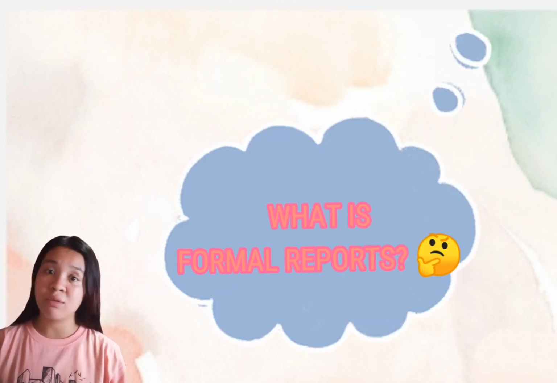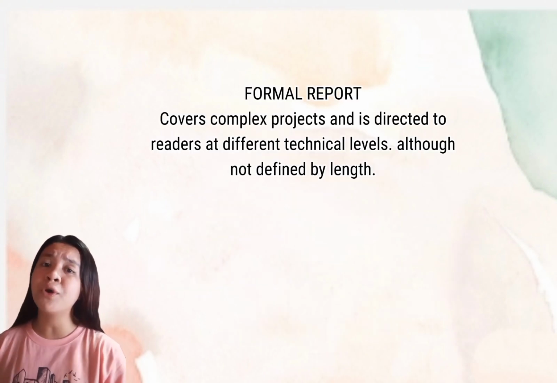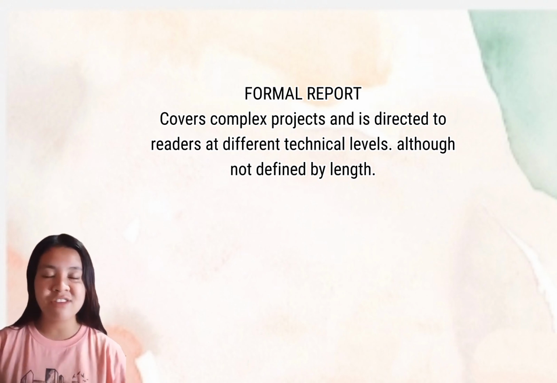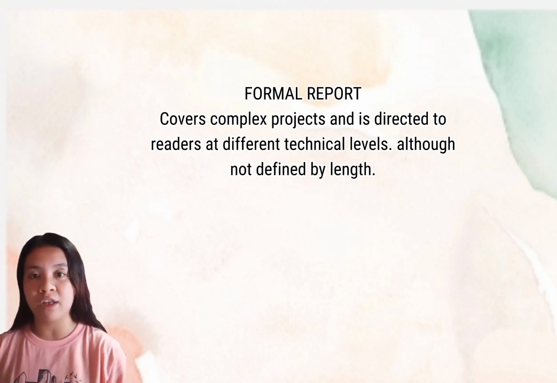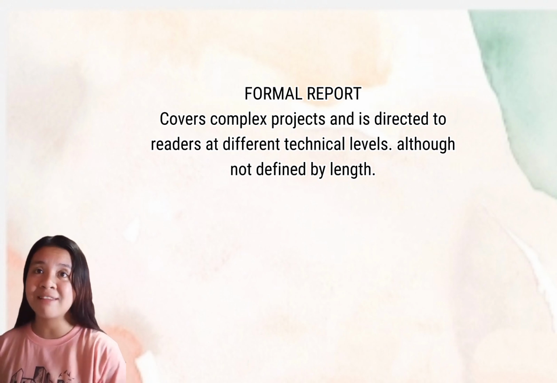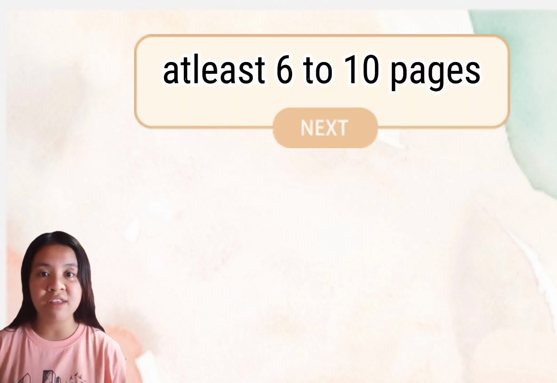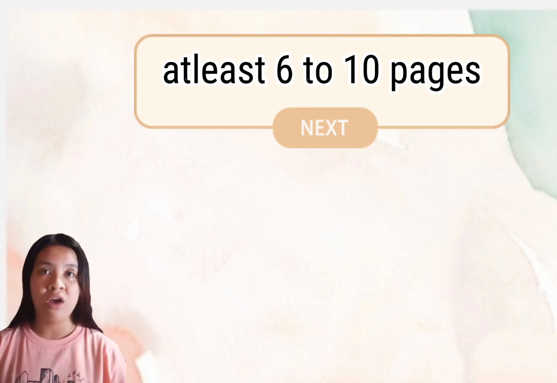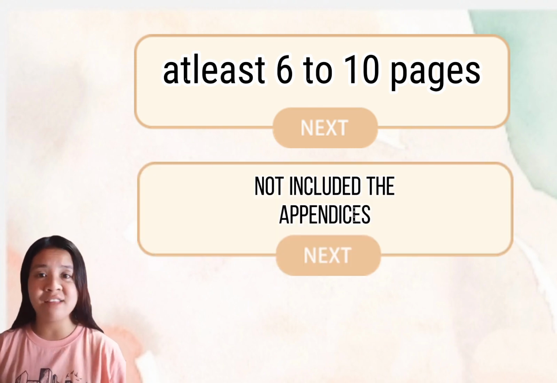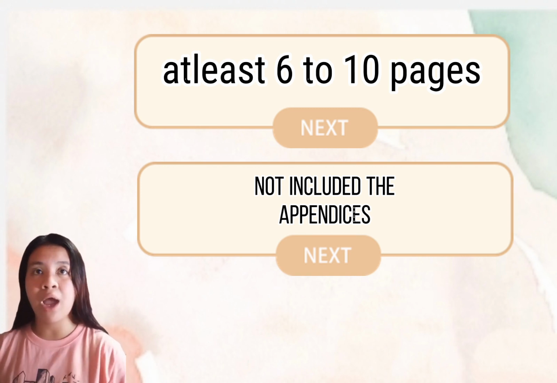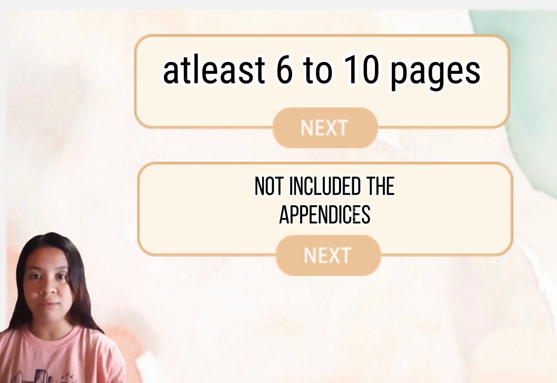First, what is a formal report? Formal reports cover complex projects and are directed to readers at different technical levels. Although it is not defined by length, a formal report usually contains at least 6 to 10 pages of text, not including the appendices. It can be directed to readers either inside or outside your organization.